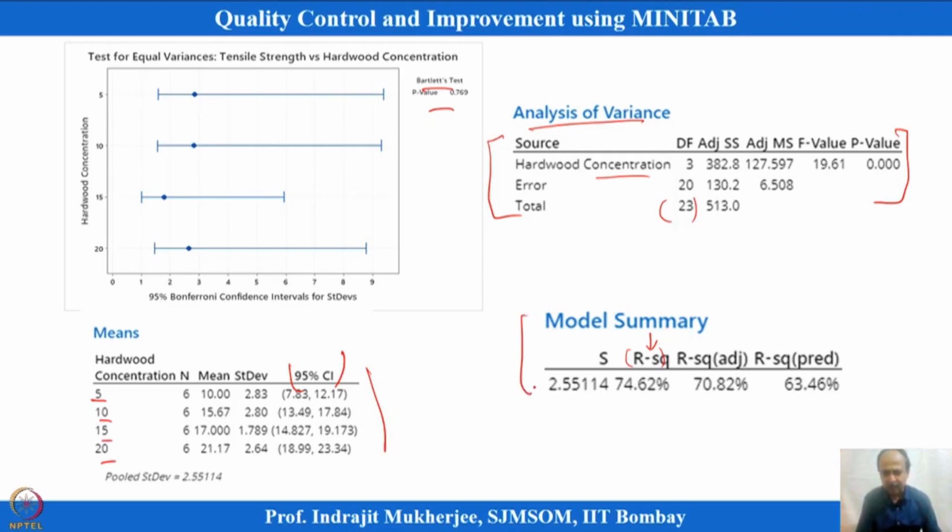Model summaries over here. We are interested in this ANOVA analysis, 19.61 and the p value over here. This indicates that there is at least one pair where mu i is not equal to mu j, where i is not equal to j. So, in this case, at least there is one i and one j where the mean response is different for the CTQs, or the response y, when I change the level of hardwood concentration. Okay.